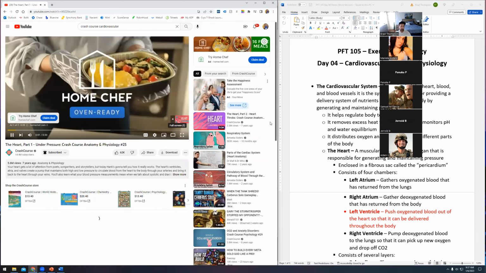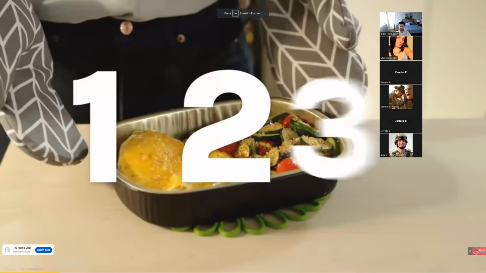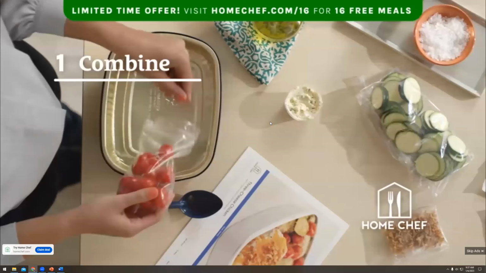Presenting Home Chef Oven Ready Meals. Step one, combine the pre-chopped.